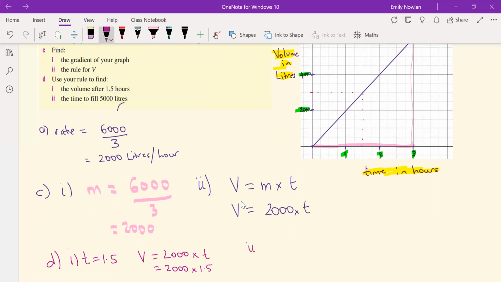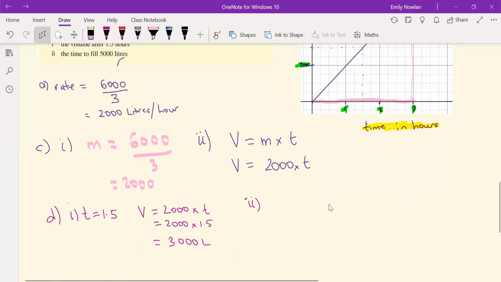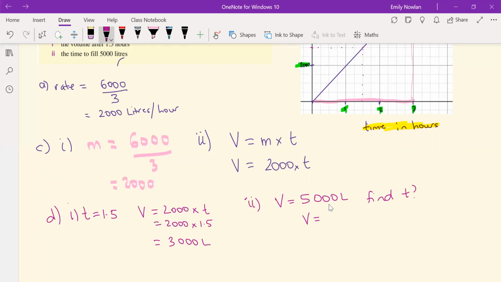Part 2 says find how long it takes to get to 5,000 litres. So that means we need to let the volume equal 5,000 litres, and we need to find the value of T. Remember, we're starting with the formula V equals 2,000 times T. So we're going to let V equal 5,000, so 5,000 equals 2,000 times T. How do we get the T by itself? We divide by 2,000 and do the same to that side.